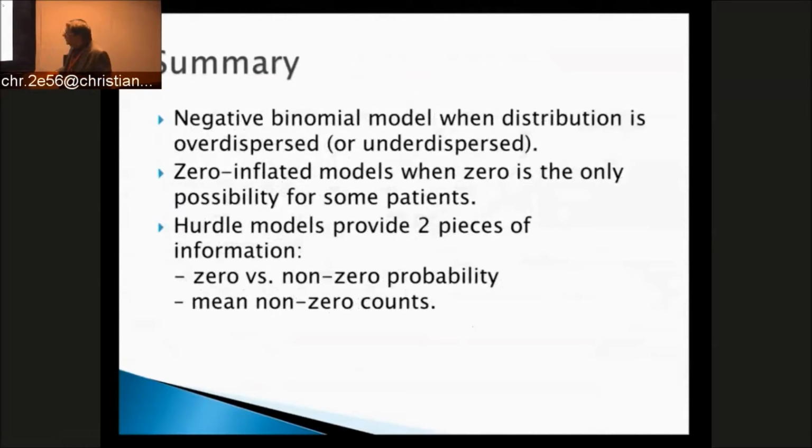Okay, so to summarize, when the distribution is over-dispersed or under-dispersed, you want to always use the negative binomial model. Zero-inflated models are only appropriate when zero is the only possibility for some patients. In other words, if you have data where zeros mean that they actually didn't have a count, but they could have had a count, then the zero-inflated model is inappropriate. You can still do the calculations and it might show up as better, but from a theoretical standpoint, it's not appropriate. And finally, the hurdle models provide two pieces of information: a zero versus non-zero probability, and a mean of the non-zero count.